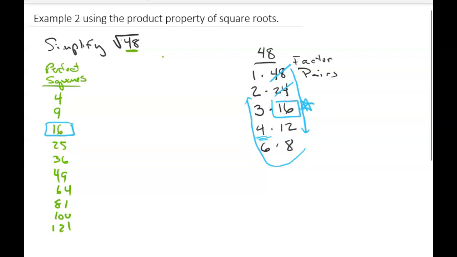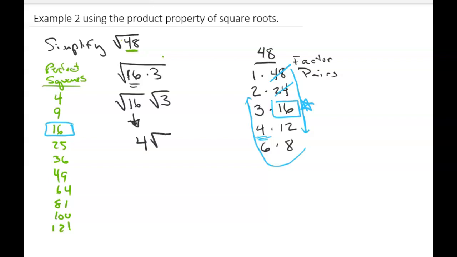You might notice that 4 is another perfect square factor of 48, but my goal is to find the largest. So I'm going to go back to my problem, and I'm going to take that square root of 48, and I'm going to break it down using this perfect square factor pair. And I'll put the perfect square first, so 16 times 3. 16 times 3 is 48, and 16 is a perfect square. I will break it up using the product property, and then I will be able to evaluate the square root of 16 is 4. I still have my root 3. There was nothing I could do to simplify that, so my final answer is 4 root 3.